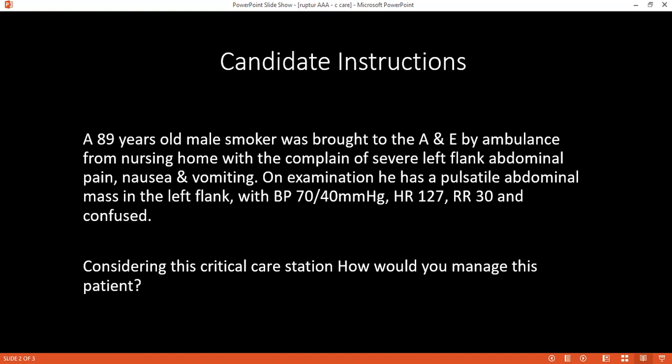Can you please tell me in which gender abdominal aortic aneurysm is more common and more lethal? Males. Very good. Okay, can you please tell me why it is so difficult to stop the bleeding when an abdominal aortic aneurysm ruptures?